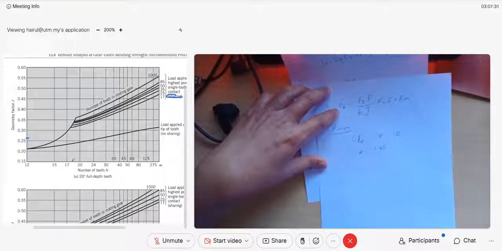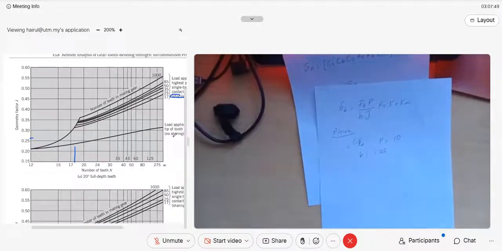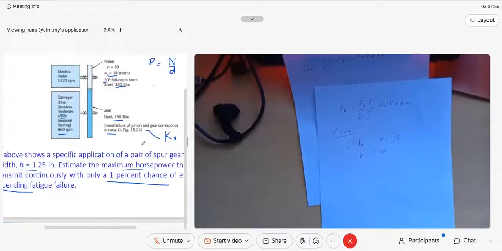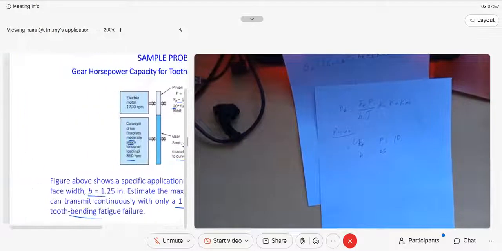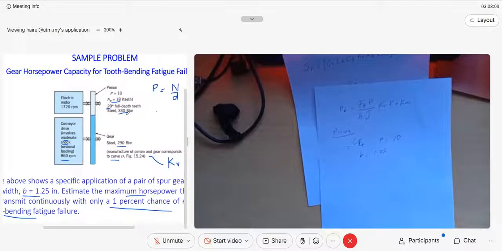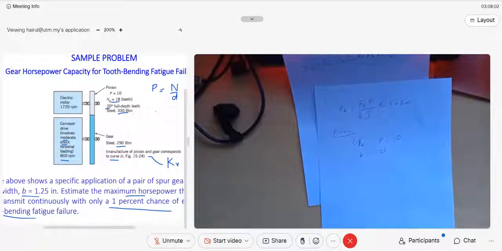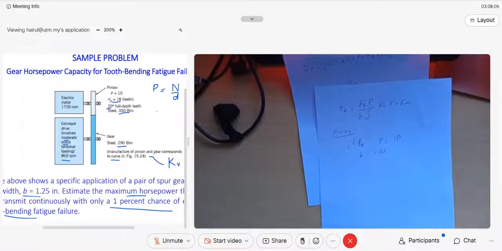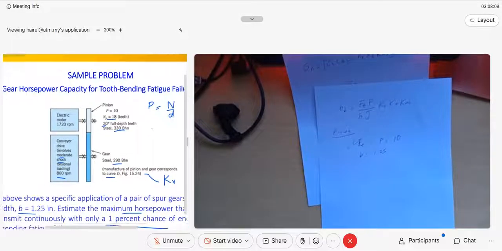So pinion 18. Where is 18? 17, 18, 19. So 18 is here. Sometimes students ask whether to use the bottom line or the upper line. Normally, we use load applied at the tip of the tooth, no sharing of tooth. The problem mentions full depth teeth, 20 degrees full depth, so normally we go for no sharing.